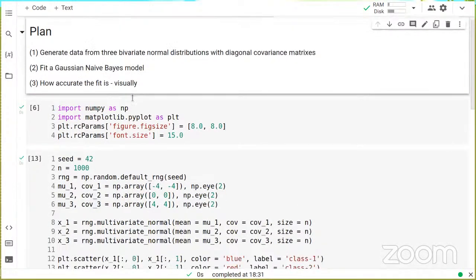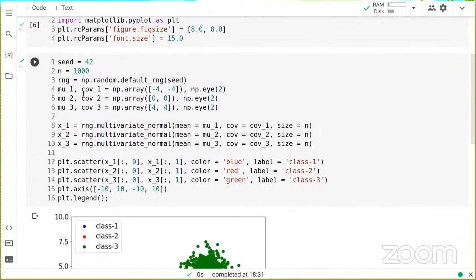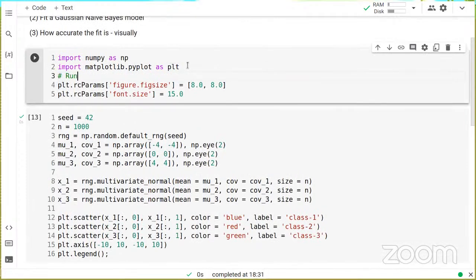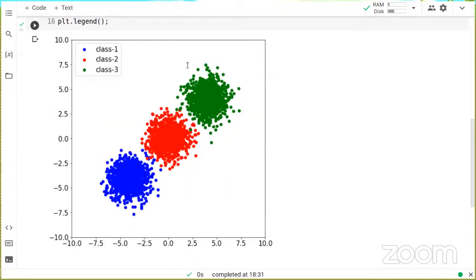Okay, sir. And in line number 4, what is RC? RC params you have written here. RC params is called runtime configuration. The RC params is one dictionary which has all these configurations like figure size, font size. So these are certain parameters that will change the way your plot looks. Okay. Thank you.